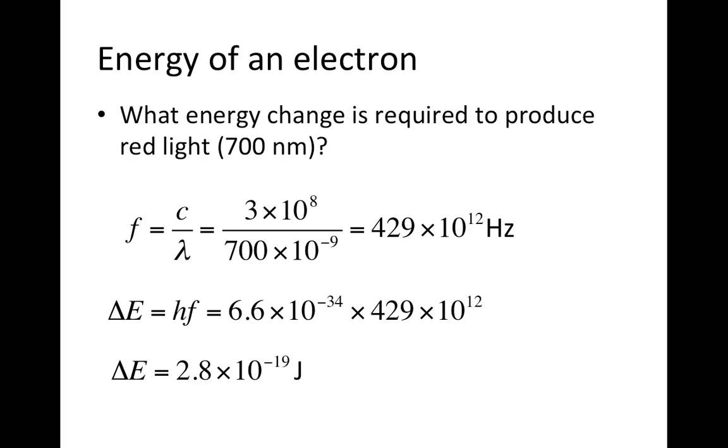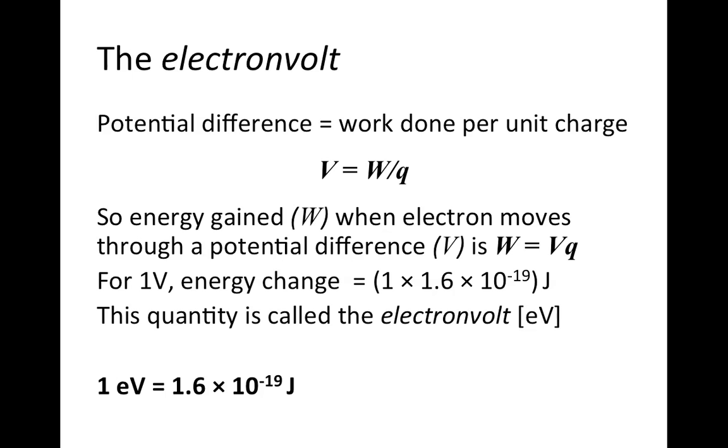We don't like using small numbers, and so basically the physicists said, sod the SI system, we're going to use a different unit, and the unit they use is the electronvolt.